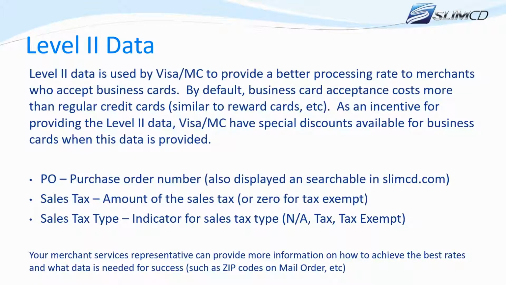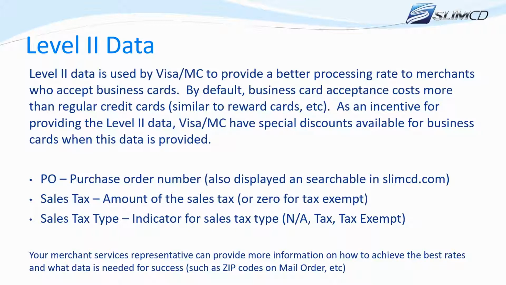Now, level 2 data I talked about a little bit already. It's the purchase order number, sales tax, and the sales tax type, which can be not available. It is sales tax, the number represents sales tax, or it's a tax-exempt merchant. So your merchant services rep can provide you more information on how to achieve the best rates and what data is also needed for success. If you're a mail order telephoner, you might need zip code also to achieve level 2 rates, but that is an incentive to provide that information. And if you do provide it on every transaction, we'll use it when we need to, and we will filter it when we don't need to, but it will always appear in all the reports.